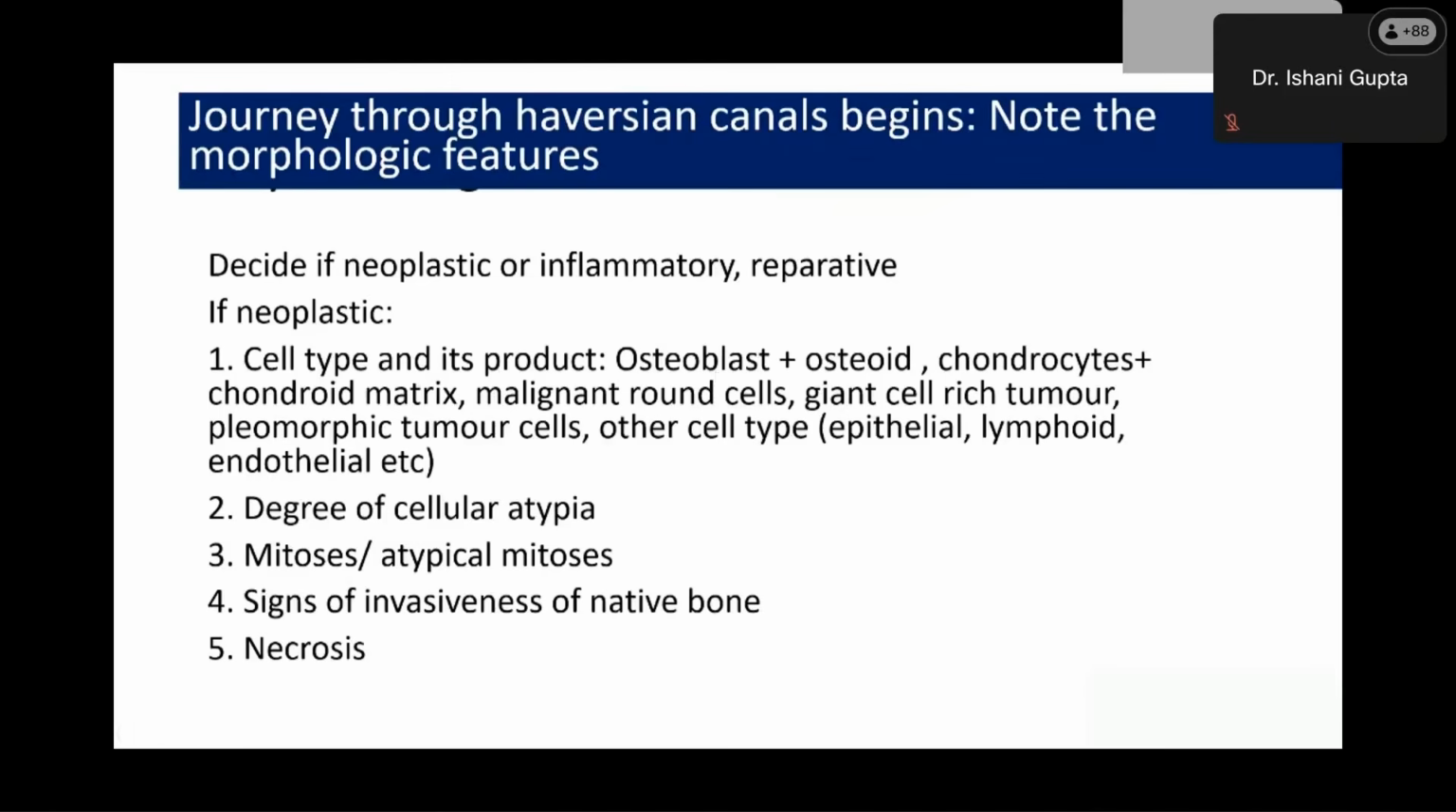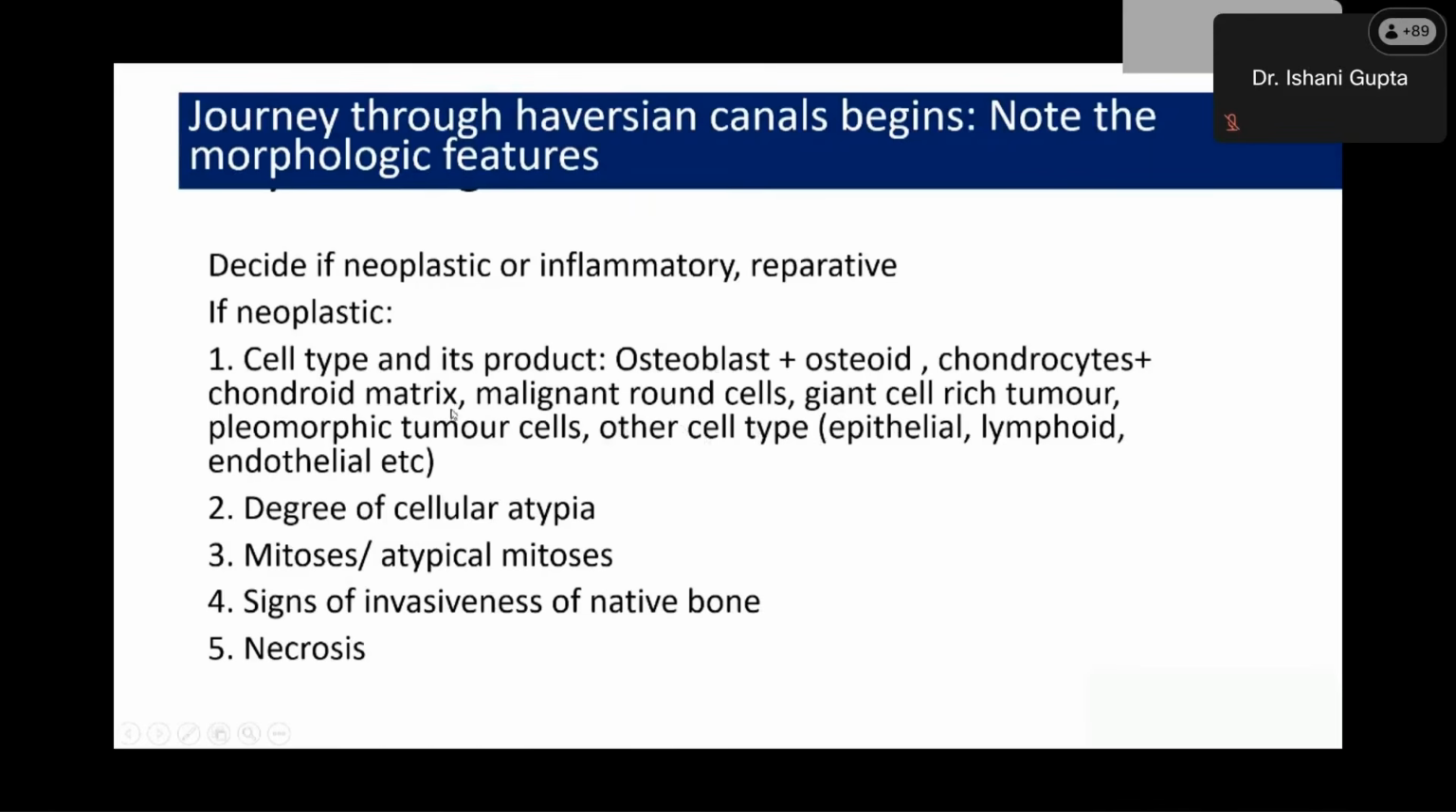That matrix would be, for example, osteoblasts producing osteoid matrix. The chondrocytes would form the chondroid matrix. Malignant round cell tumors, on the other hand, would not have any matrix. Giant cell rich tumors, again, wouldn't have any matrix, but their cell composition would be totally different. Malignant round cell tumors would look totally different.